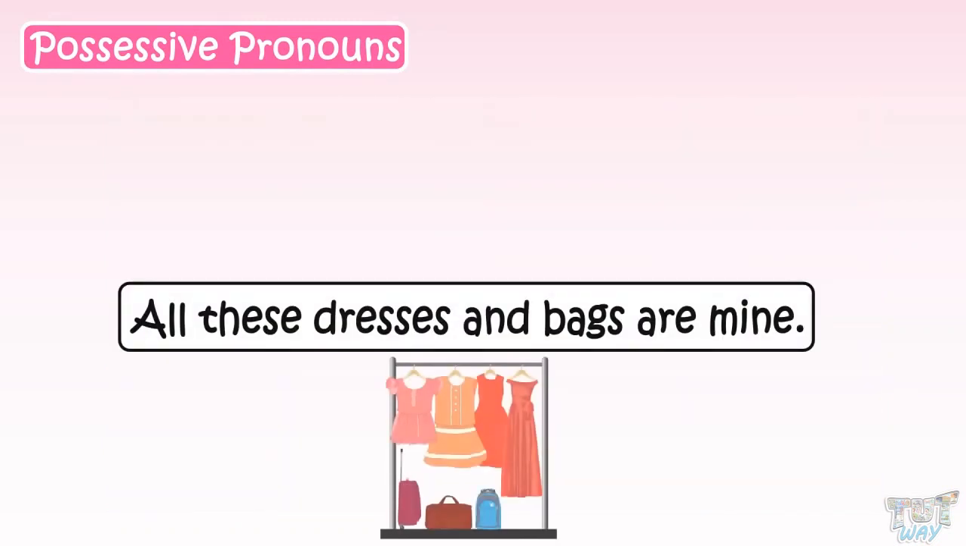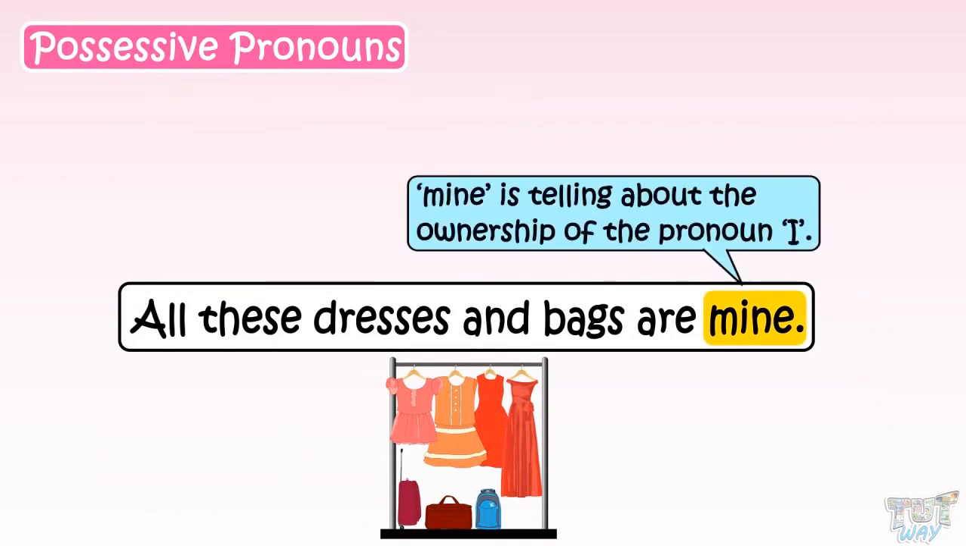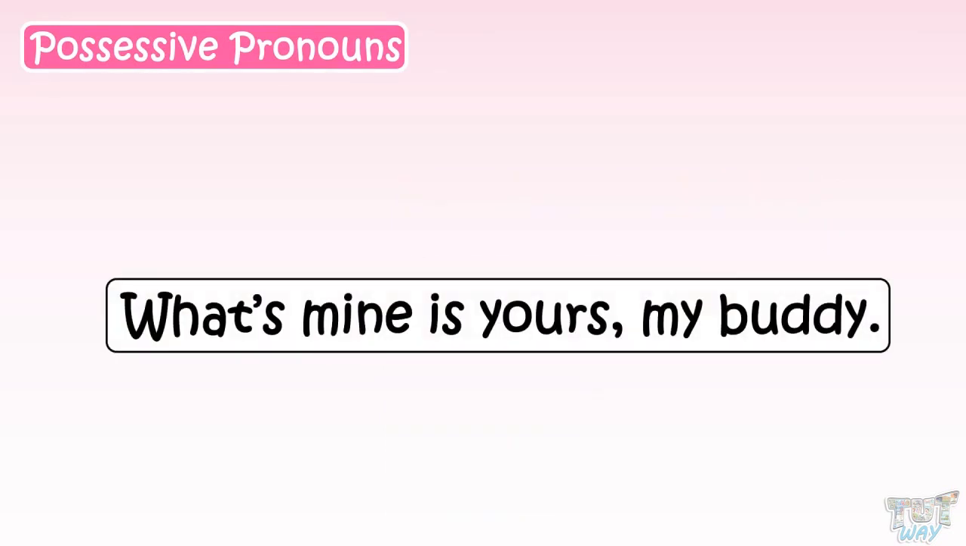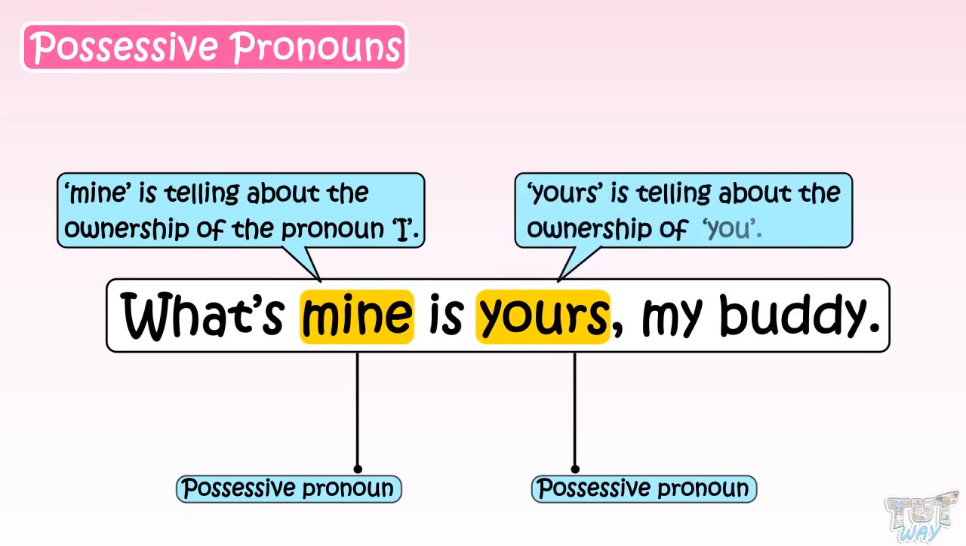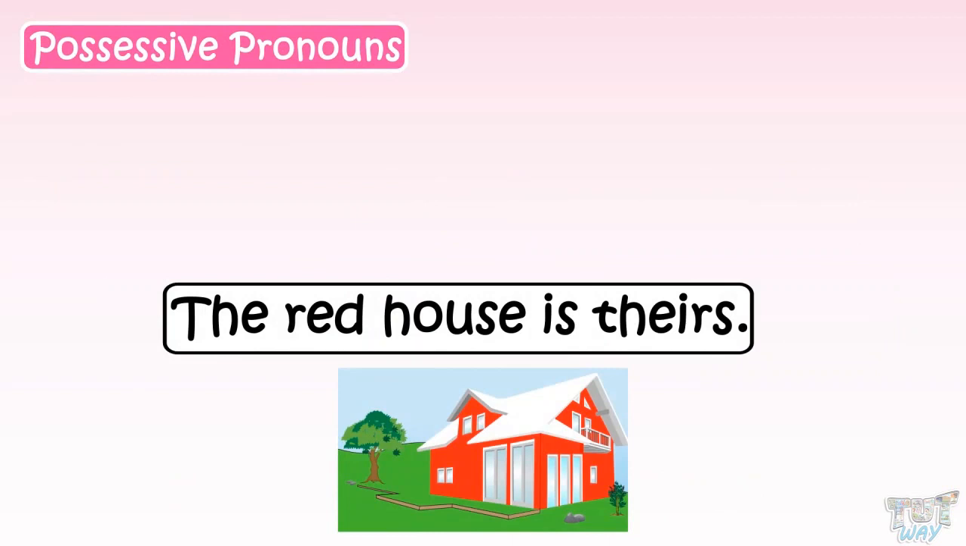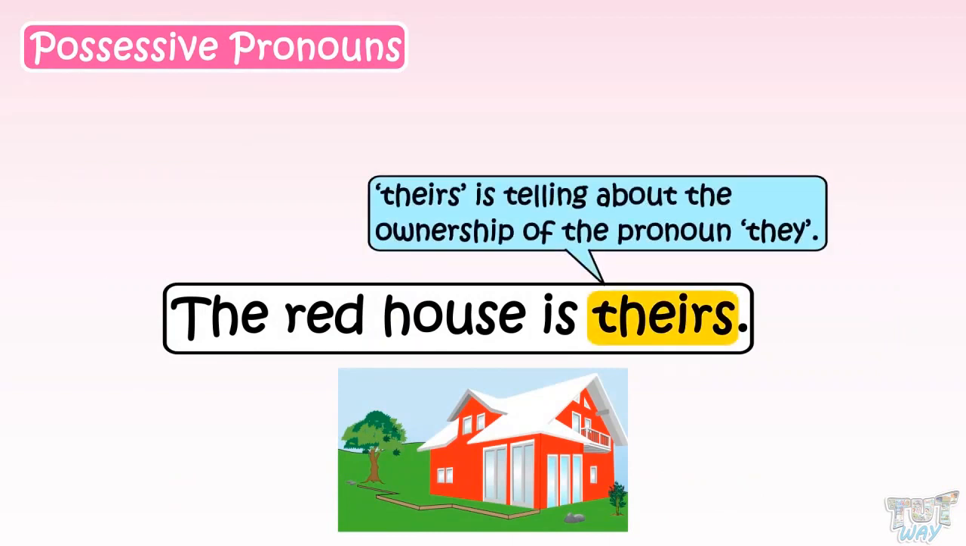Examples. All these dresses and bags are mine. Here, mine is telling about the ownership of the pronoun I. What's mine is yours, my buddy. Here, the pronoun mine is telling about the ownership of I, and yours is telling about the ownership of you. The red house is theirs. Theirs is telling the ownership of the pronoun they.